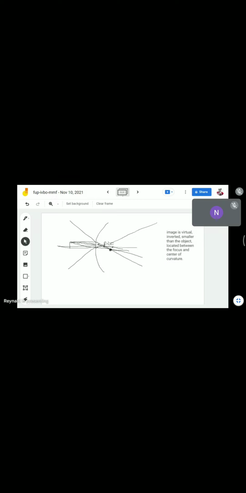So the image is virtual kasi andito siya sa virtual side. The image is inverted kasi pababa siya. The image is smaller. As you can see, this is the height of our real object and this is the height of our image. So smaller siya. And then located between the focus and the center of curvature. So this is the focus, this is the center of curvature, this is our image, which is located between the focus and the center of curvature.